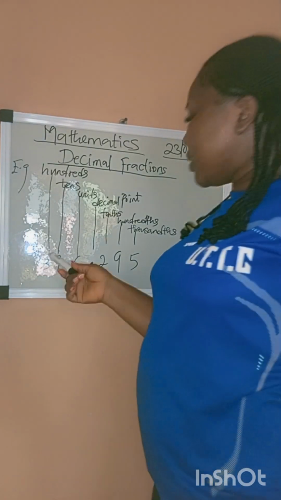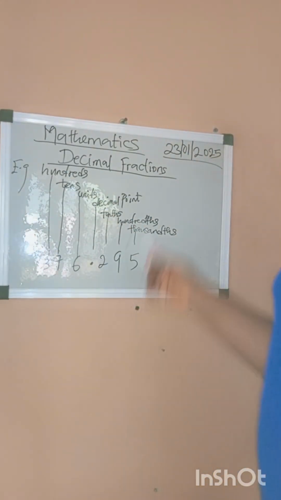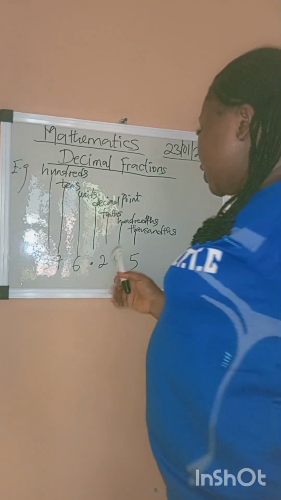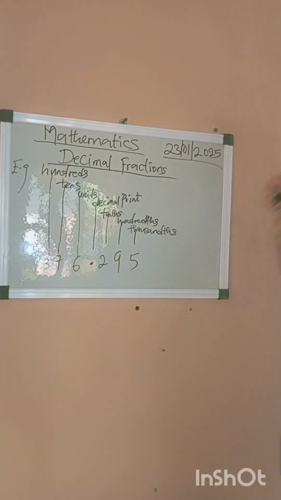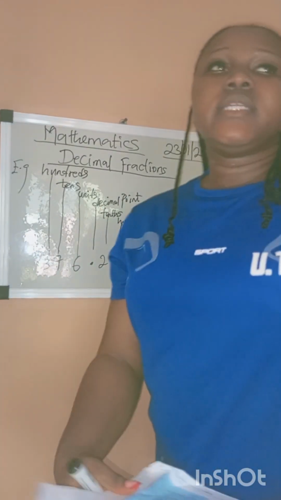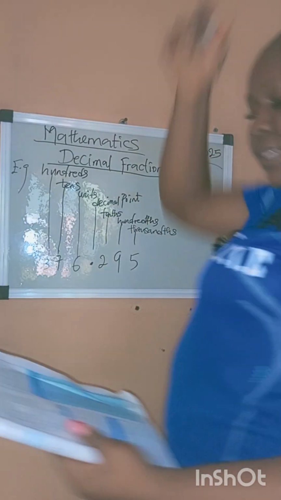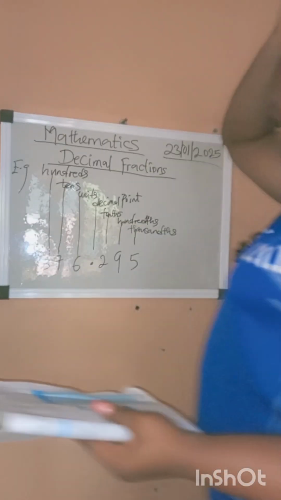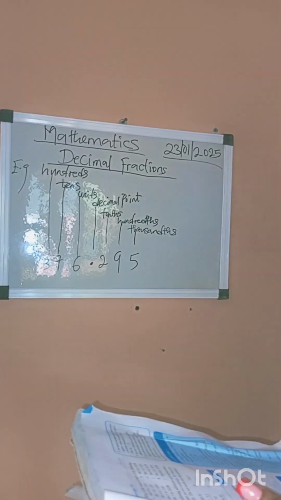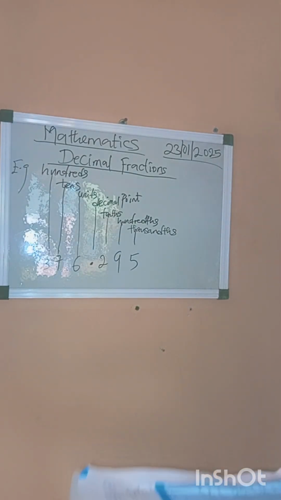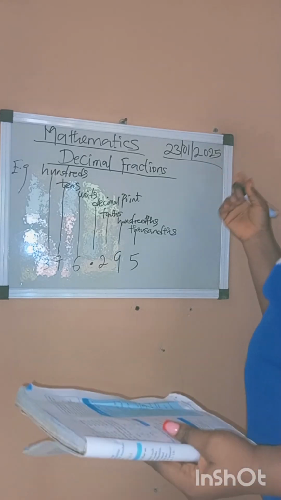When you look here, you can see it's a whole number. We have 3, we have 7, we have 6, we have the point. Then we have 2, 9, and 5. All this indicates what is a whole number and what is a decimal point, whereby you know which one is which.